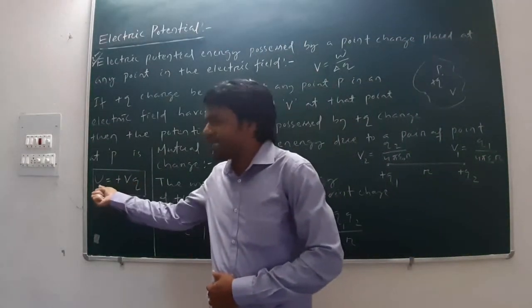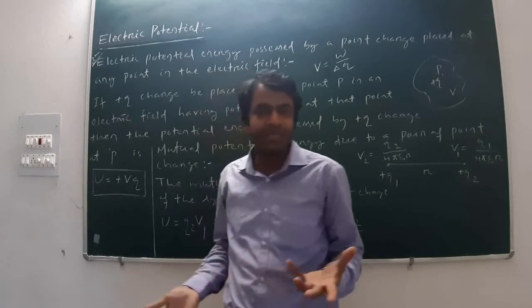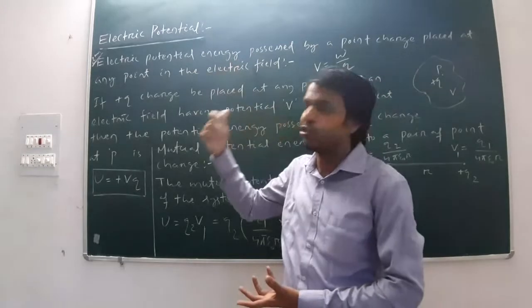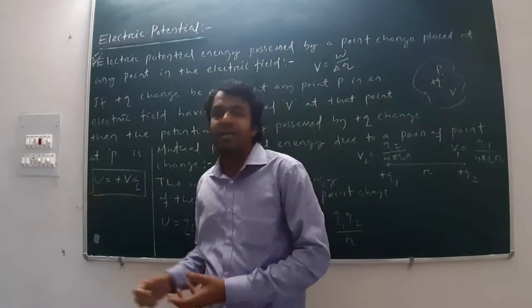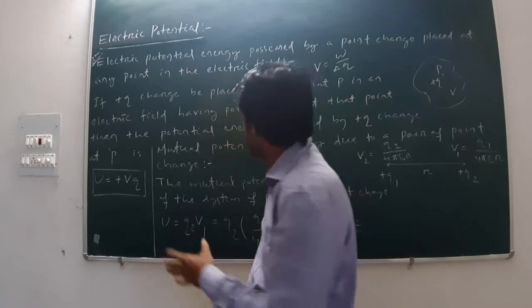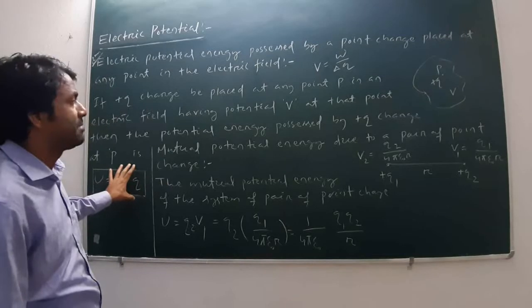Then what is the SI unit of electric potential energy? According to the similar equation for energy, what is the unit of work done? That is joule. Similarly, the SI unit of electric potential energy is also joule. So this is the formula of electric potential energy.